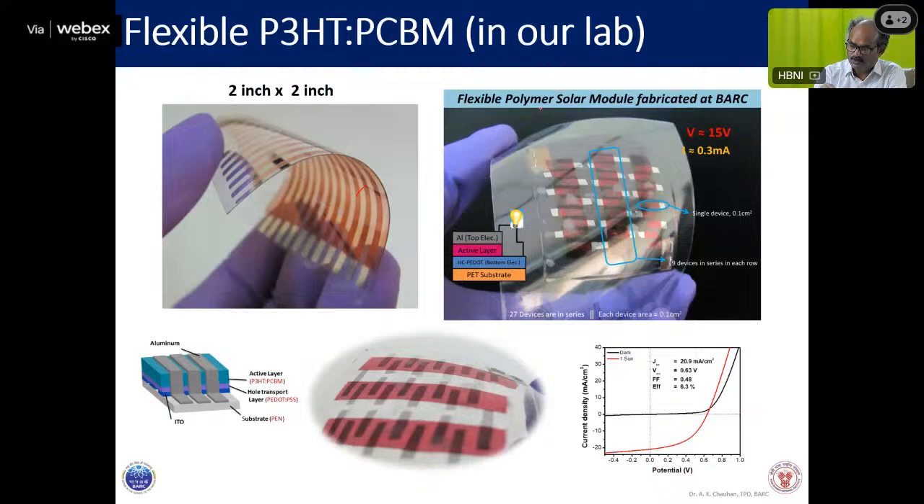This module which I am showing you here has given 15 volt and 0.3 milliampere, and we use this module to charge batteries also. We run a small DC fan also, and illuminate some LEDs also. So those kinds of things we demonstrated.